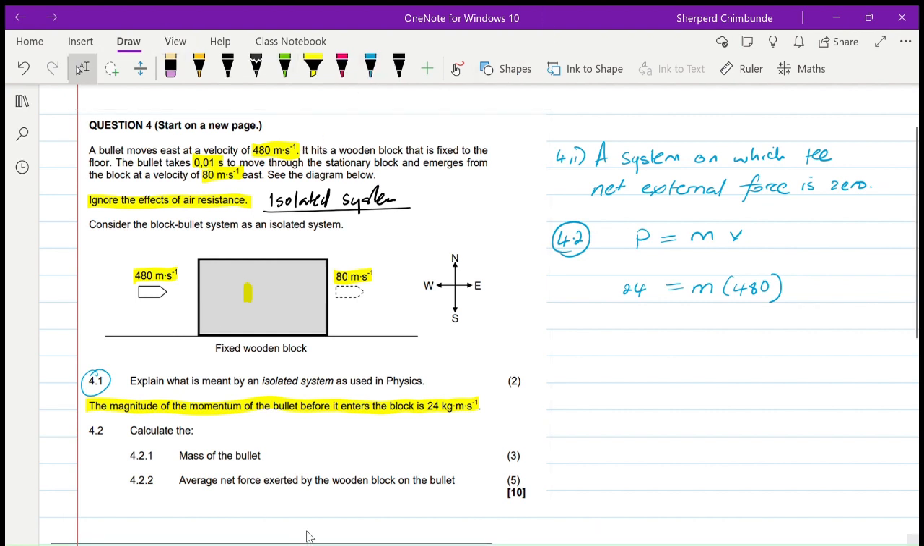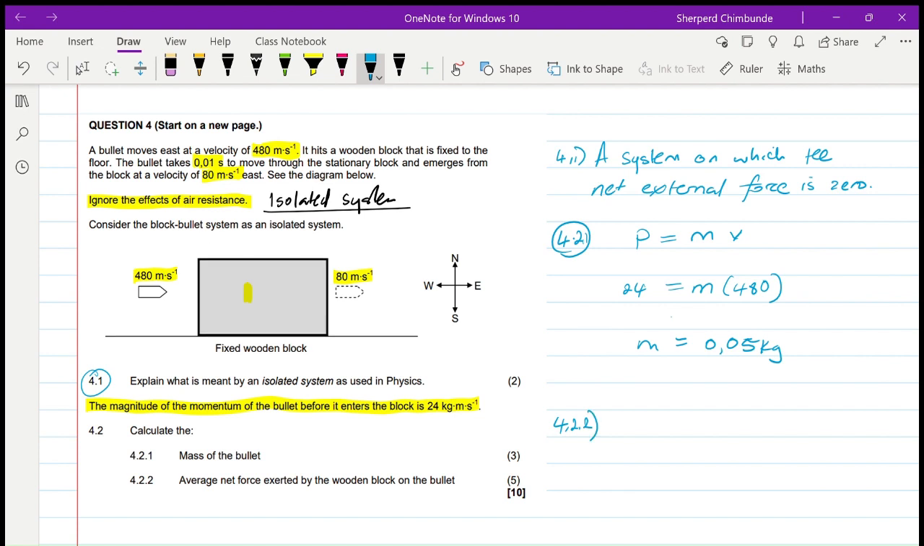Now we need to bring in our calculator. Therefore, the mass of this object is going to be 24 over 480, which is going to give us 0.05 kg. So the mass is 0.05 kg. All right, that was 4.2.1.